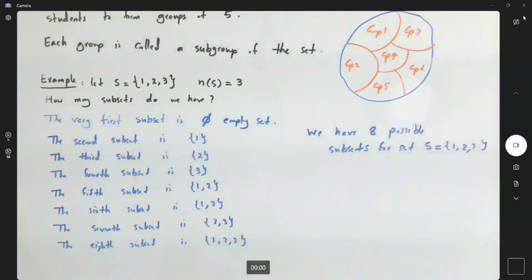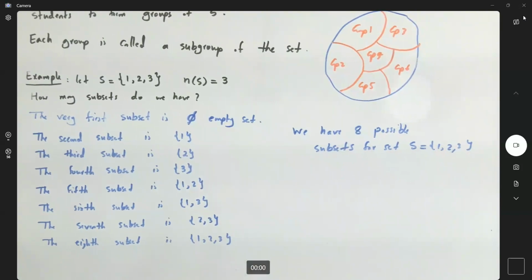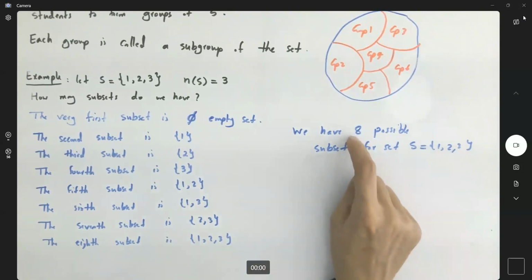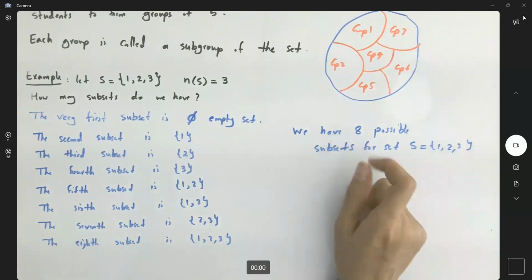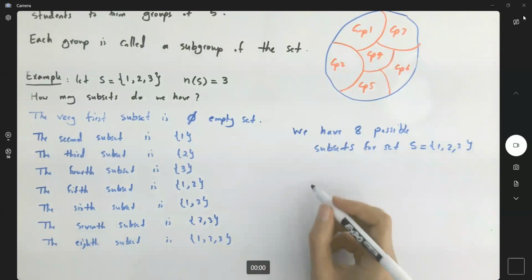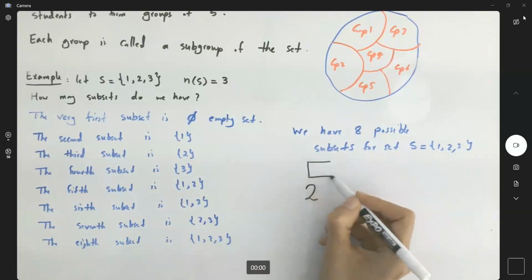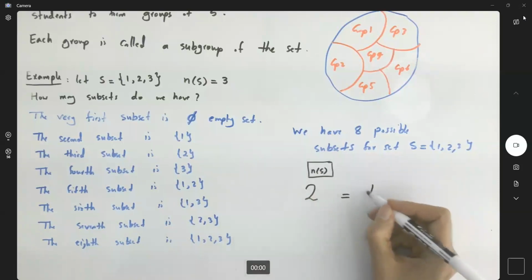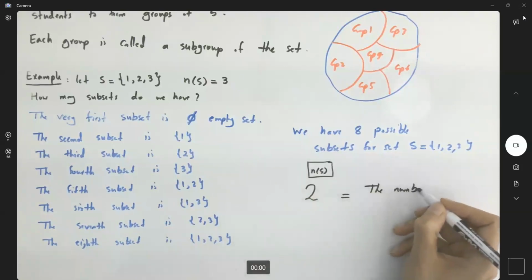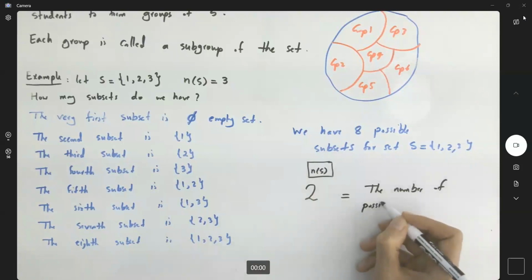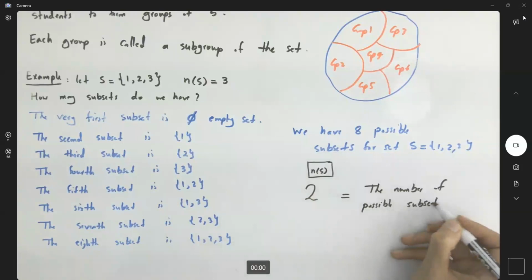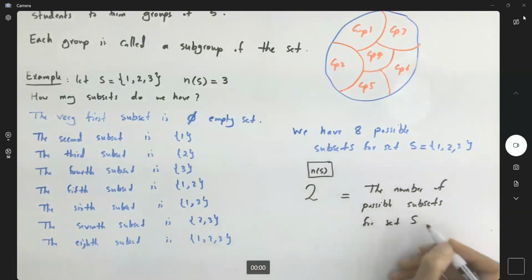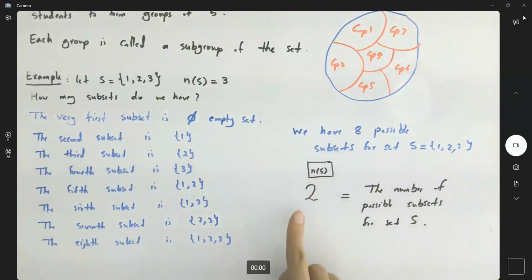So I expect you to ask, do you have any formula to help us identify the number of subsets? Luckily for us, you just need to take 2 and raise it to the size of the set. This gives you the number of possible subsets for set S.